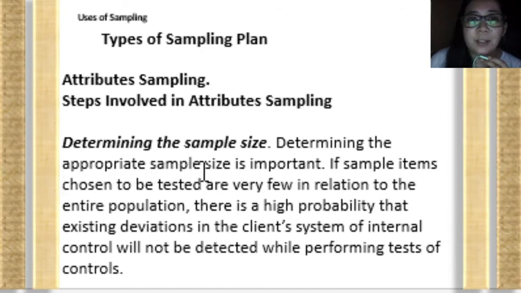Next, after determining the method, the auditor should also determine the sample size. So how many items should be included for evaluation. Determining the appropriate sample size is very important. If the sample items chosen to be tested are very few in relation to the entire population, there is a high probability that deviations in the client's system of internal control will not be detected because there are fewer items included in the sample, so it will not represent the population.